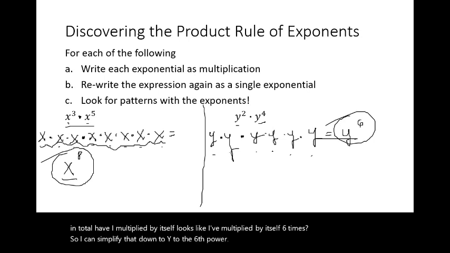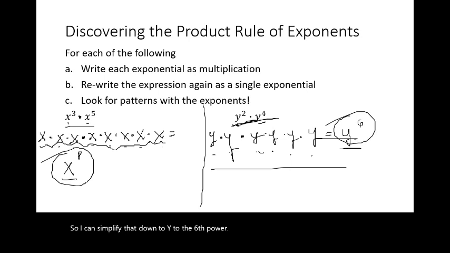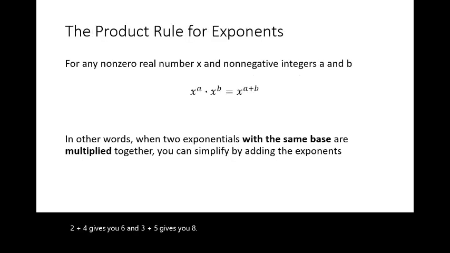So what is a really fast way to go from start to finish without having to do any of that work in the middle? If you notice, you just add the exponents. 2 plus 4 gives you 6, and 3 plus 5 gives you 8. So that is going to be the product rule for exponents.